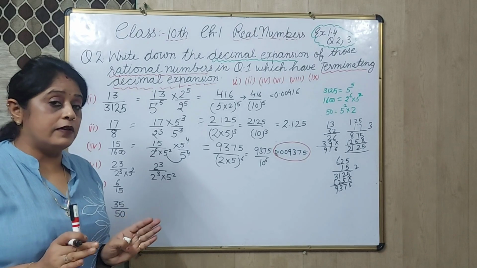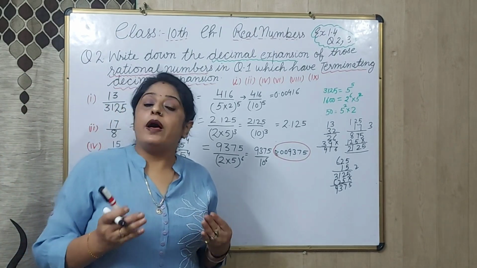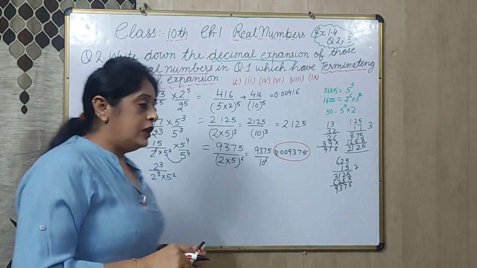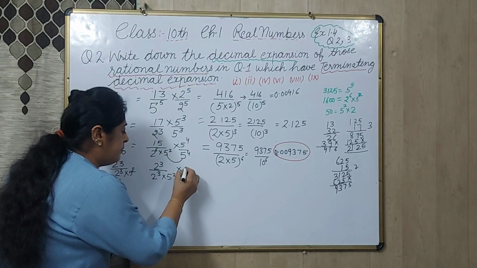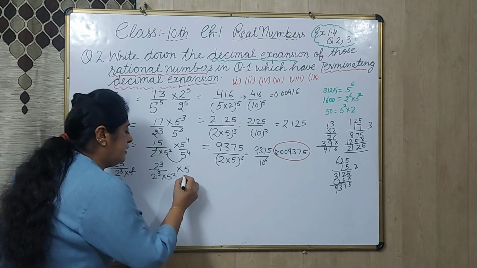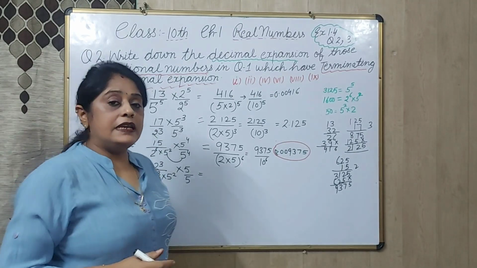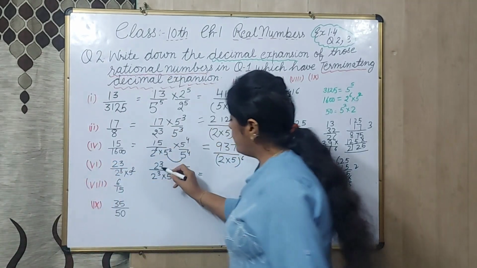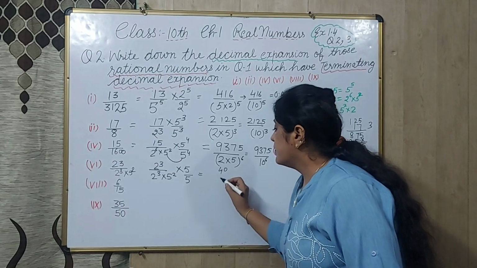To make them equal, I want to make 5 also a power of 3. So I have to multiply numerator and denominator both by 5, that is 5 power 1. Okay, 2 threes are 8 and 8 fives are 40. 2 power 3 and 5 multiplication, you will get 40.